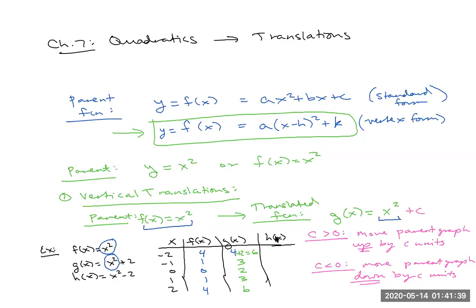And for h of x here, now we're subtracting 2. Note we still have our parent y value when we plug in, and now we're subtracting 2 from it. So if I were to plug in -2 for x, I would get 4, but now I'm subtracting 2. So this would give me 2. And 1 minus 2 would give me -1, 0 minus 2, -2, -1, and 2.